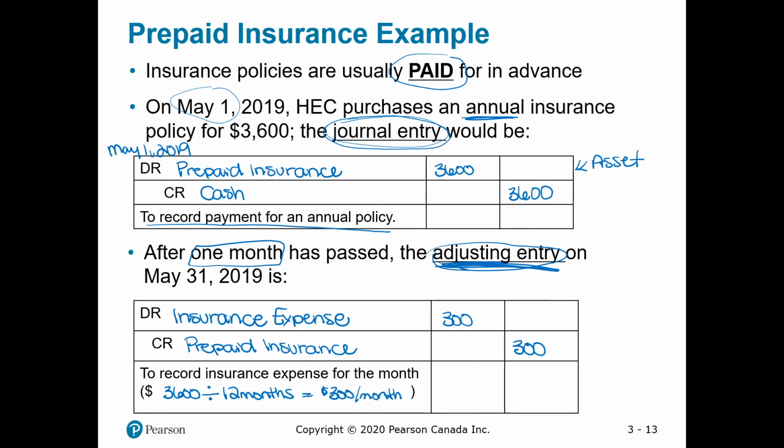So that is how prepaids work. You're setting up the expense and you're adjusting the asset to the new balance, or the balance where the benefit still remains.